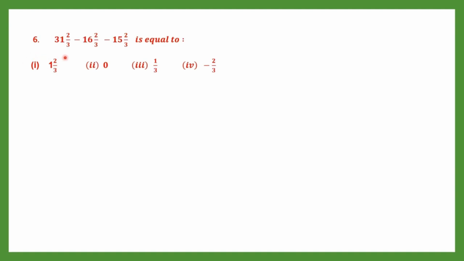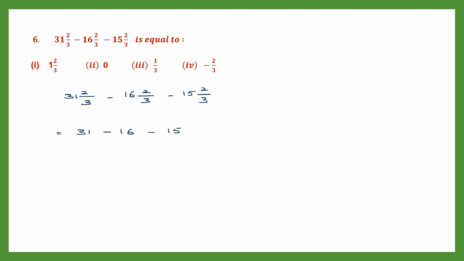Question 6. 31 2 by 3 minus 16 2 by 3 minus 15 2 by 3 is equal to. So now let's take down that question. 31 2 by 3 minus 16 2 by 3 minus 15 2 by 3. Okay, now here there are two ways of doing this. One way is we convert each of these to improper fractions, and then we do the subtraction. Another way is we just take only the whole numbers and subtract first. So I'm going to take only the whole numbers, that is 31 minus 16 minus 15.